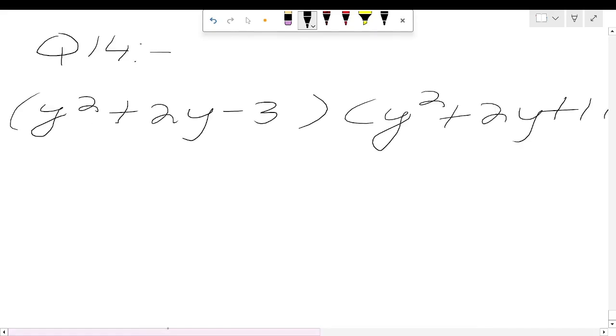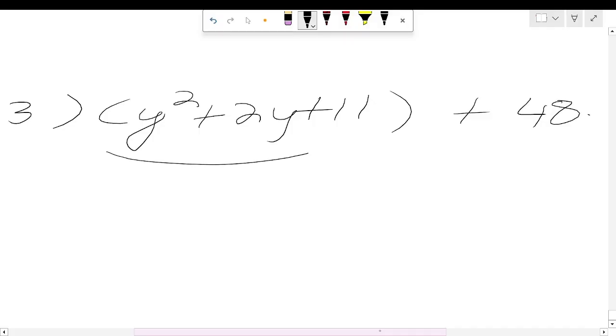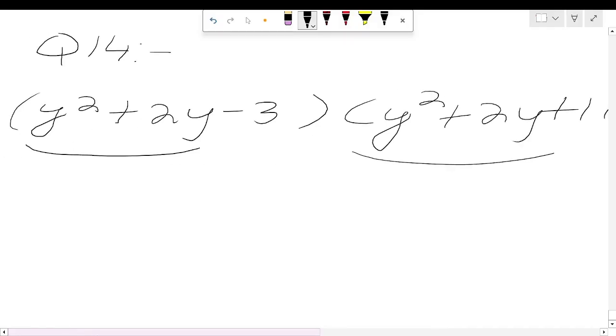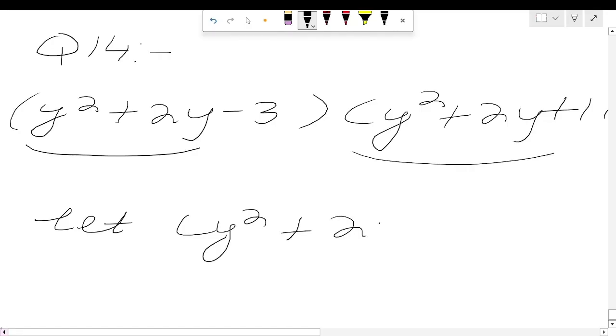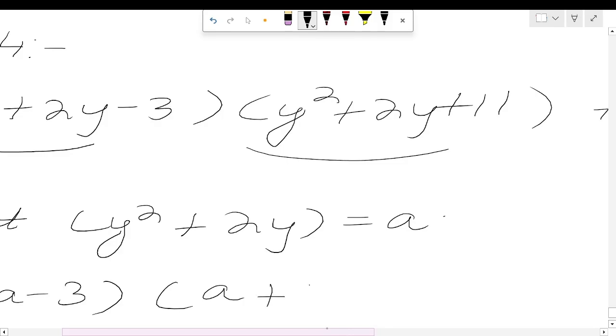So this expression is quite similar to the previous question number 13. As you can see, we have y square plus 2y and y square plus 2y here again. So we can consider that as any variable, suppose a. So I will write let y square plus 2y be equal to a. Now it will be easier for me, so I'll just write a minus 3 and I will write a plus 11.